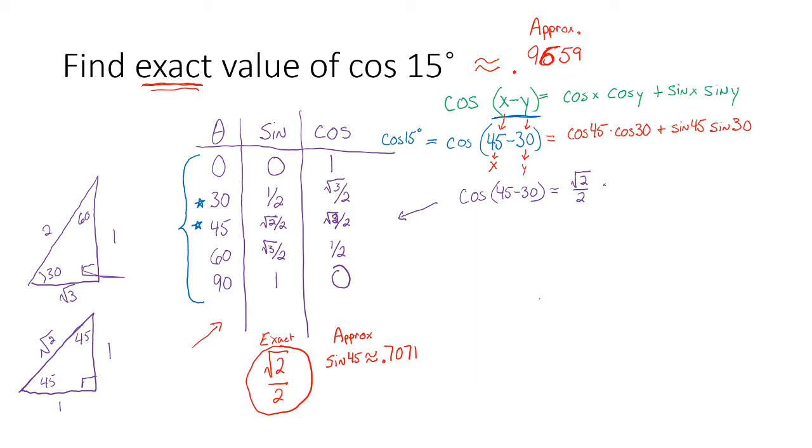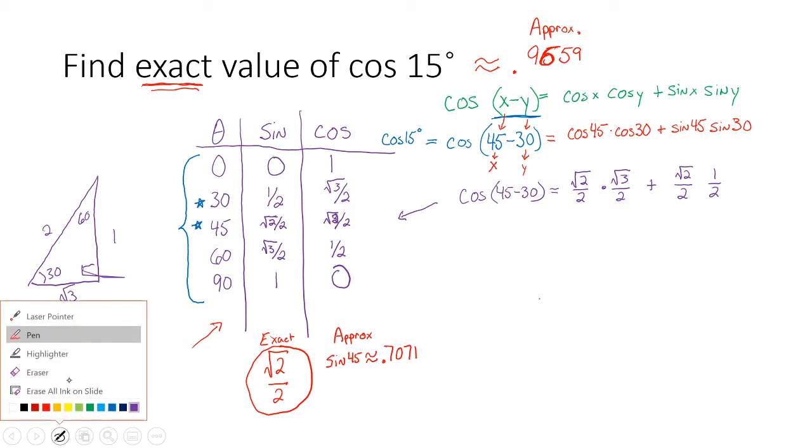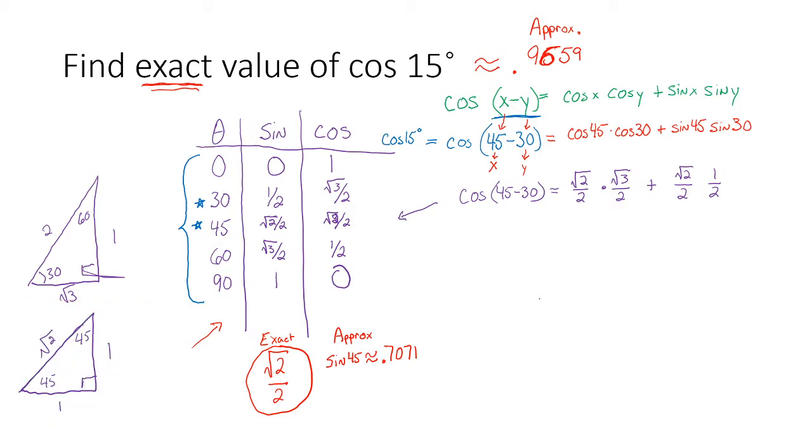The cosine of 30 is the square root of 3 over 2. The sine of 45 is the square root of 2 over 2. And the sine of 30 is 1/2. Hopefully you can see where I got all these values from. Let me just highlight one for you right now. The last one we did was the sine of 30. You can see here the sine of 30 is 1/2, and so that's why I put that in that location.